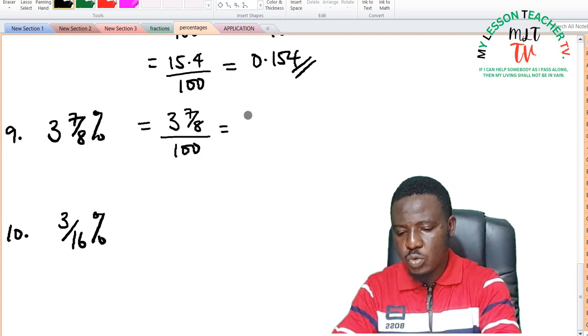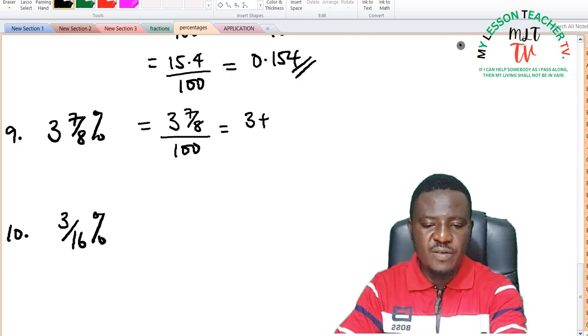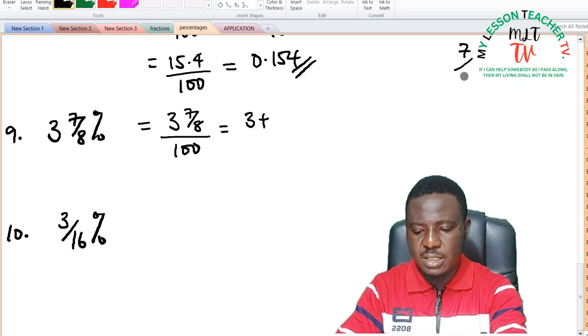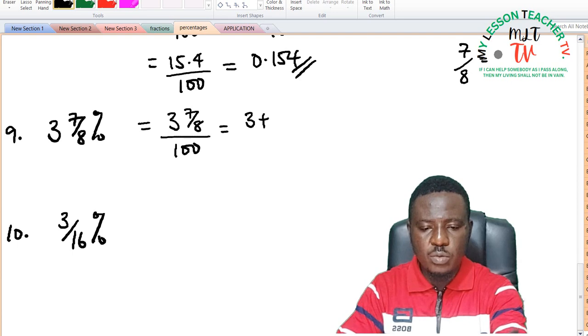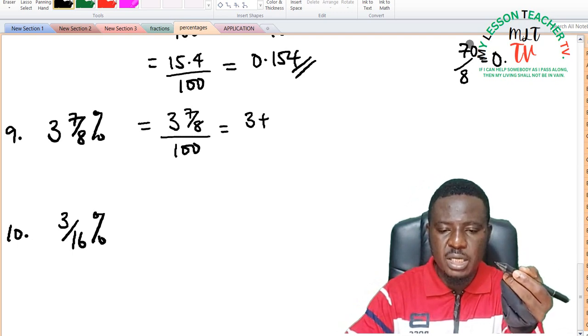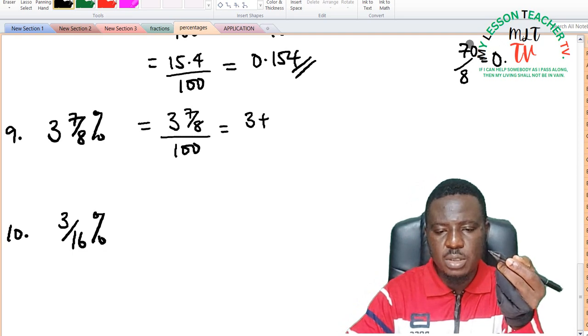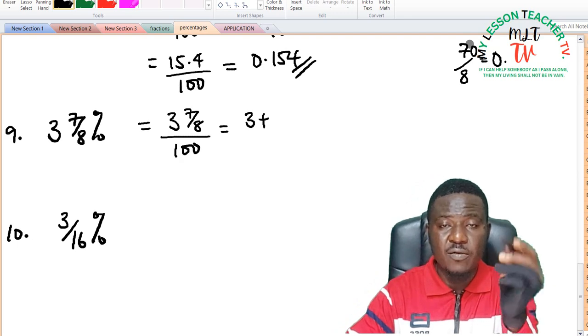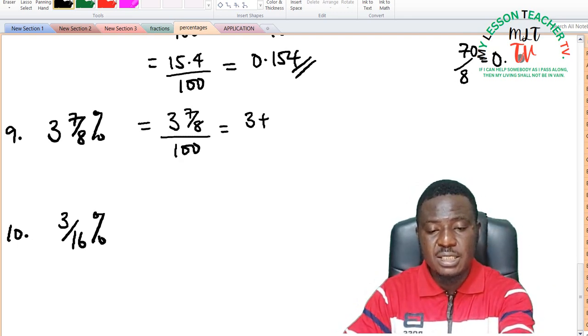Question 9 is said to be equal to 3 whole number 7 over 8 divided by 100. This is equal to 3 plus 7 divided by 8. Let's write it as a decimal. This is equal to 8 into 7 cannot, you write down 0, add your point and add the 0 to it. This becomes 70. 70 divided by 8 is said to be 8 times, for 8 times 8 is 64. So you have 8 times remainder 6.